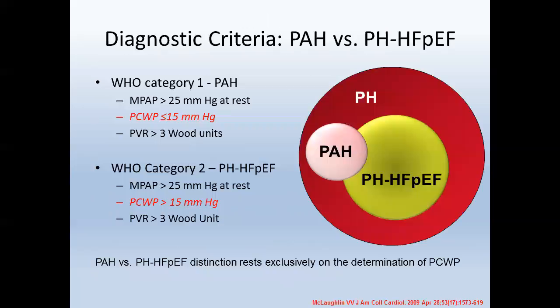Having said all these things, this is very, very important, because the differentiation between these two categories, PAH and PH from left heart disease, depends on this measurement of wedge pressure. Anybody who has a mean PA pressure of more than 25 is considered to have pulmonary hypertension. But if their wedge pressure is less than or equal to 15, they are considered Group 1, or PAH. If their wedge pressure is more than 15, it's considered Group 2.